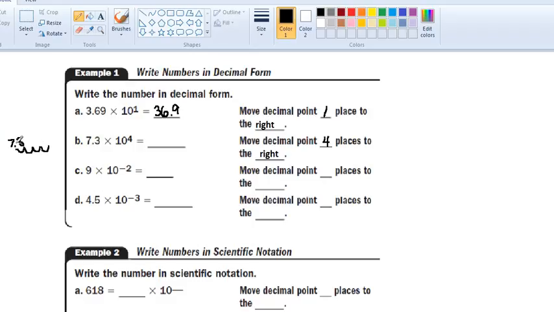Now that the little decimal point is going to go away, we've got to stick zeros right there. So what we're left with is 73,000.